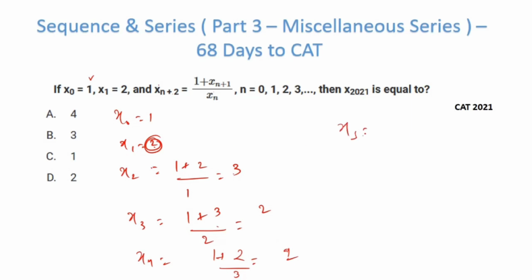Now what will be x5? Similarly, if you calculate, 1 plus 1 divided by 2, so this becomes again 1. It is going in a loop, right?